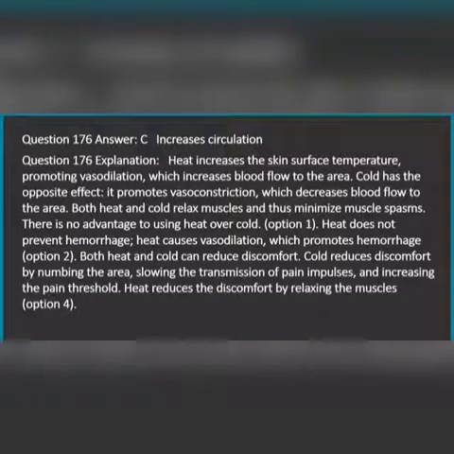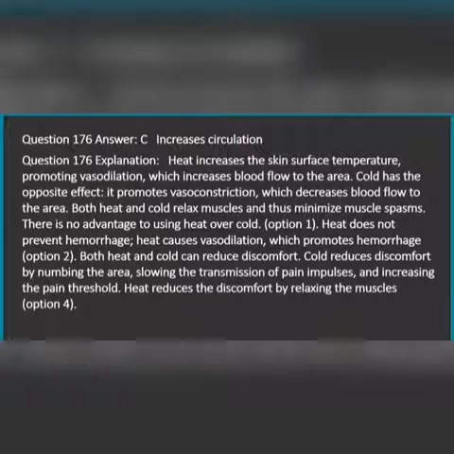Question 176. Answer: C. Increases circulation. Explanation: heat increases the skin surface temperature, promoting vasodilation, which increases blood flow to the area. Cold has the opposite effect. It promotes vasoconstriction, which decreases blood flow to the area. Both heat and cold relax muscles and thus minimize muscle spasms. There is no advantage to using heat over cold. Option 1. Heat does not prevent hemorrhage, heat causes vasodilation, which promotes hemorrhage. Option 2.